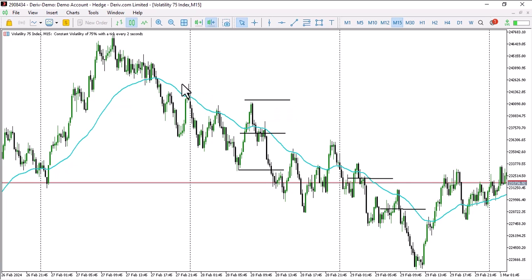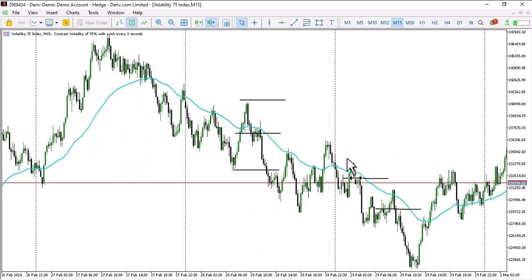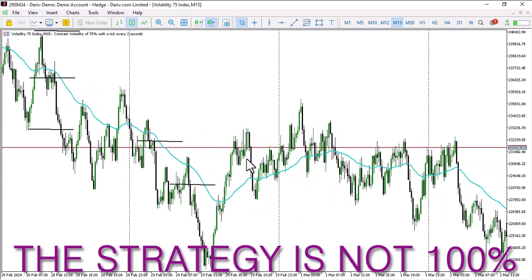We have the first one, the second one, the third, the fourth, the fifth, the seventh, right? So we have 7 entry signals here. And how many did you win? How many did you lose? Would you have taken 1, 2, 3, 4, 5, 6? So would you have close to an 80% success rate?